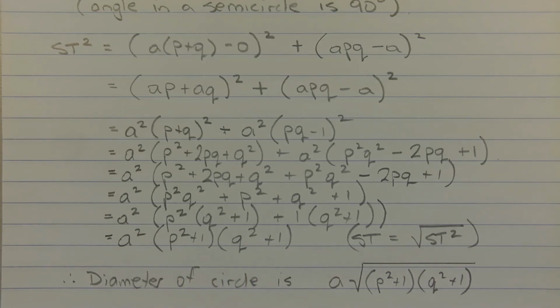Now we need ST, or the length of ST, not ST squared. So in order to get ST, we need to take the square root of this expression here. So the square root of a squared is just a, and the square root of (p squared plus 1) times (q squared plus 1) is just the square root of that. Therefore, the diameter of the circle is a times the square root of (p squared plus 1) times (q squared plus 1).